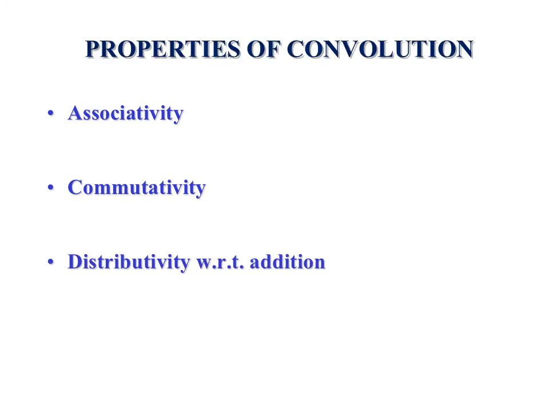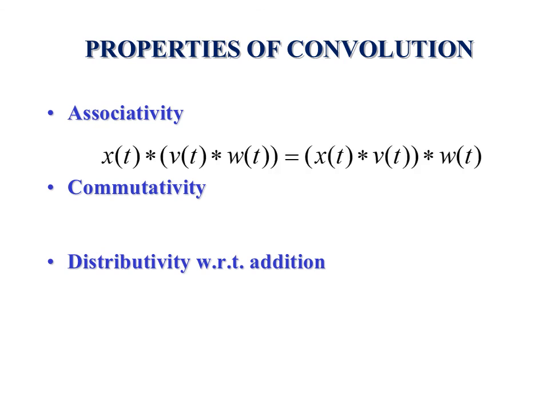Next we go on to the important properties of convolution. The first property is associativity, which states that x of t convolved with v of t, convolved with w of t, is going to be equal to x of t convolved with v of t convolved with w of t, which means the order of grouping is immaterial in this case. The next is the commutative property, which is given by x of t convolution v of t being equal to v of t convolution x of t.